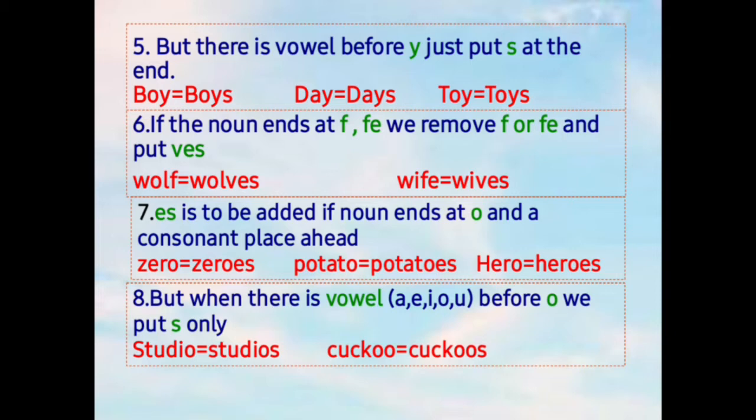The rule number 8, when there is vowel a, e, i, o, u before o, we put s only to make it plural like studio, studios, cuckoo, cuckoos. In both words before o there are vowel letter, so we put only s to make it plural.